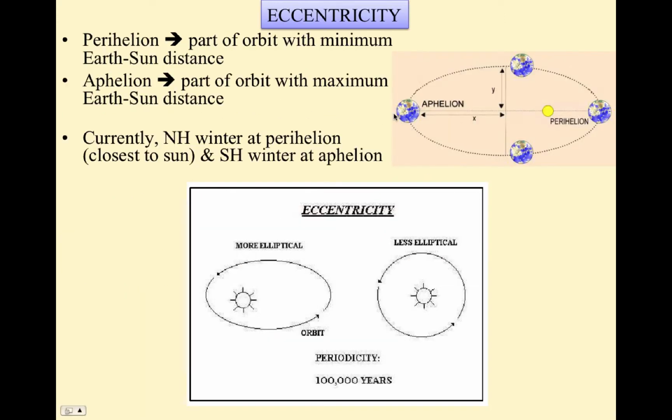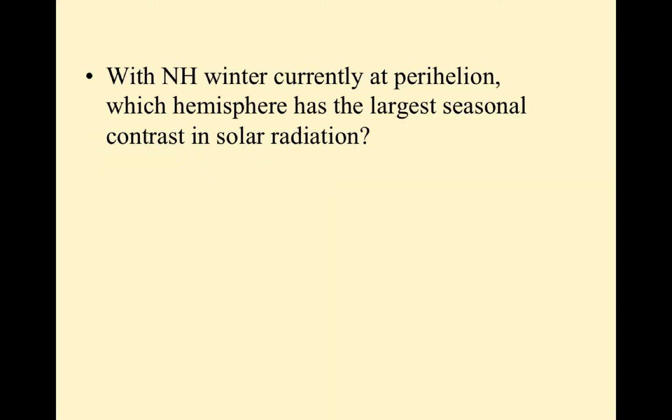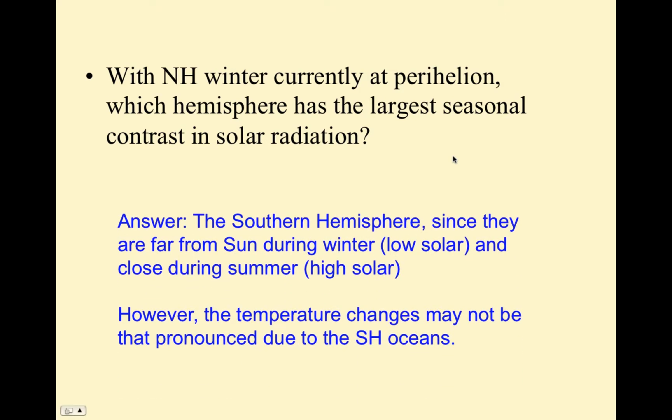Just another graph looking at the aphelion, the farthest point from the sun during our orbit, and the perihelion, the part of the orbit with minimum Earth to sun distance. Currently, Northern Hemisphere winter is at perihelion when we're closest to the sun, and that gives us a more mild winter, and Southern Hemisphere winter is at aphelion, giving them a more extreme winter. With Northern Hemisphere winter currently at perihelion, which hemisphere has the largest seasonal contrast in solar radiation? That would be the Southern Hemisphere, since they're far from the sun during winter with low solar expected, and close during summer, higher solar.